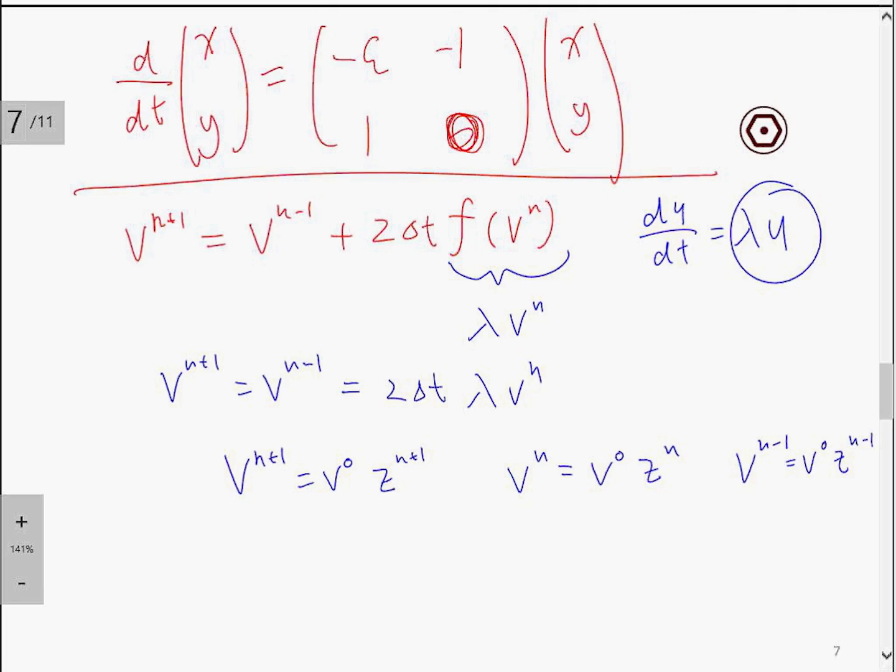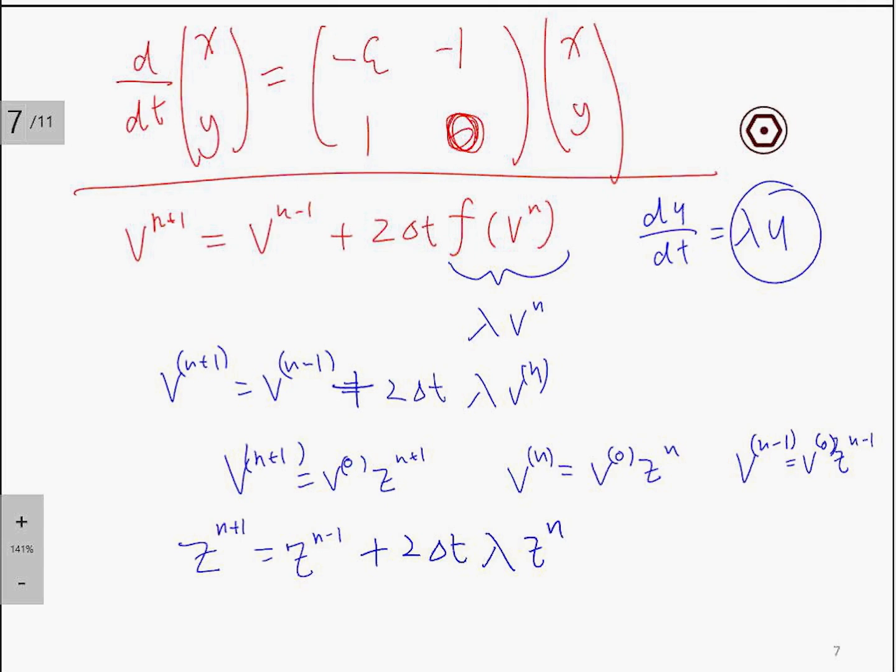Okay, let me plug this in, and I'm going to cancel all the V0s. What I'm going to get is z to the n plus 1 power is equal to z to the n minus 1 power. I mean, these are time steps, right? These are time steps. Now, what I get is to the powers. I'm going to use parentheses to denote time steps, and the ones without parentheses to denote power. This is plus, sorry. Plus 2 delta t times lambda z to the n. Okay, what do I do next? Factor out z to the n minus 1, right? I'm going to get a quadratic equation equal to 1 plus 2 delta t lambda times z.